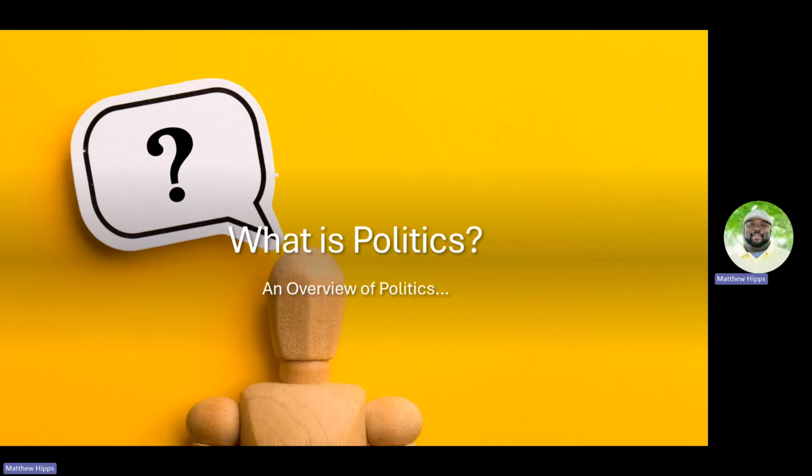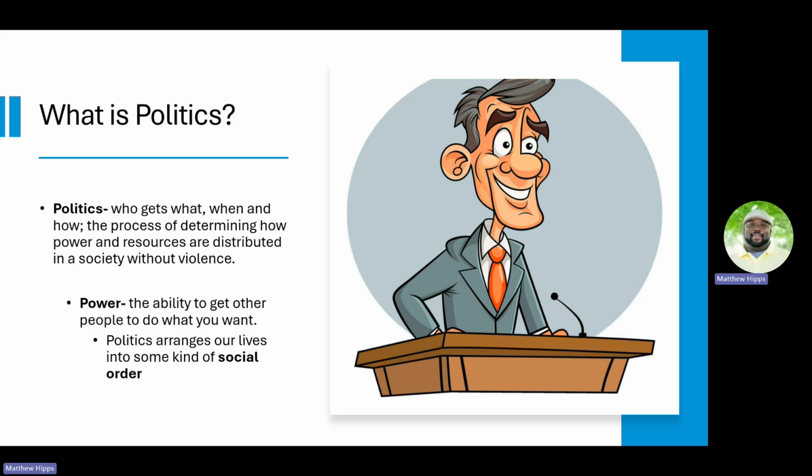So let's start off with the question of what is politics? Very simply put, politics is who gets what, when, and how. It really is the process of making collective decisions, managing power, and distributing resources within groups or societies. It involves activities like debating laws, holding elections, negotiating policies, and it's all centered around that idea of who gets what stuff, when they get it, and how they receive it.